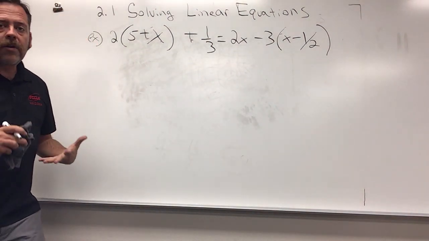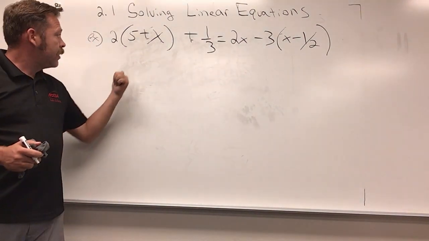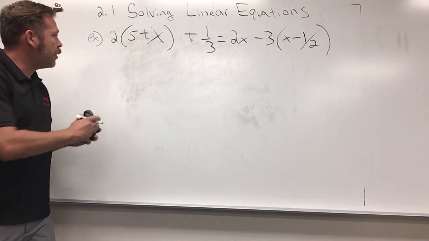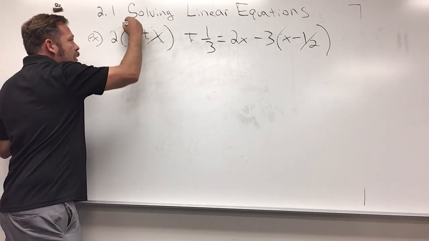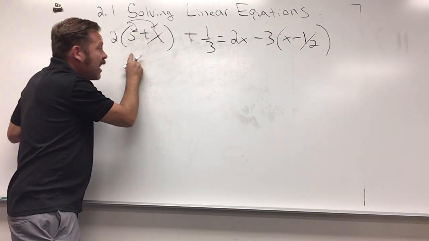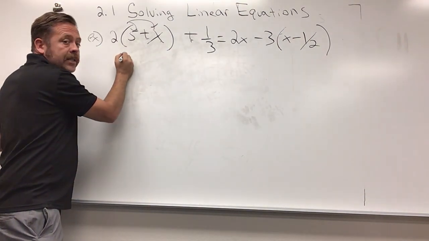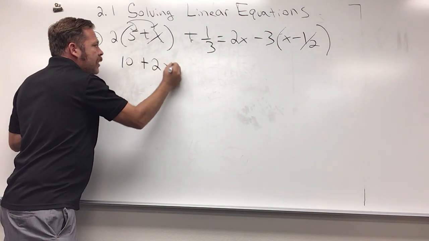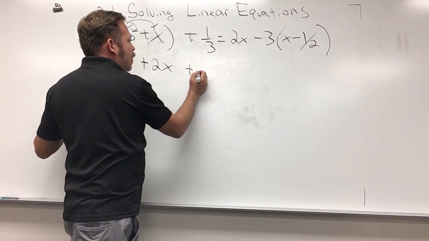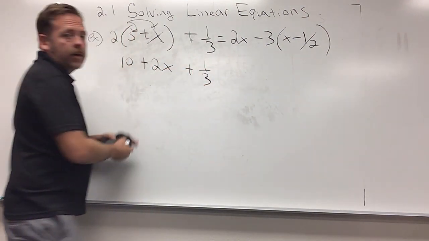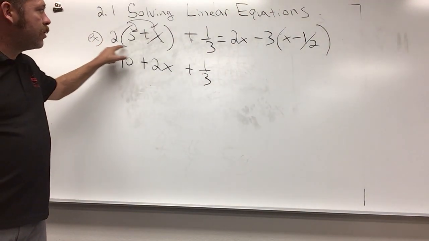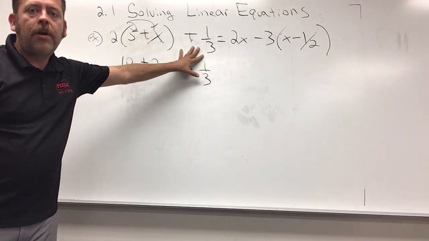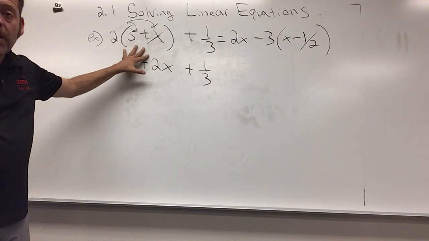So we're going to follow the steps. D, distribute first. So 2 times both this 5 and this x is going to be 10 plus 2x plus 1/3. Notice I didn't distribute that 2 to the 1/3 because that 1/3 wasn't in these parentheses. That's a common mistake.